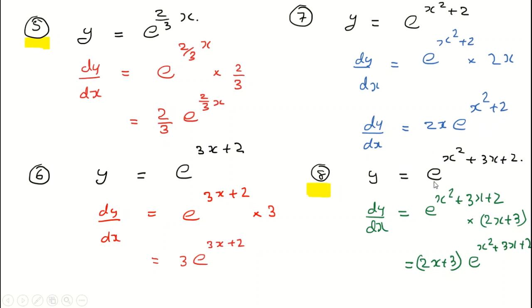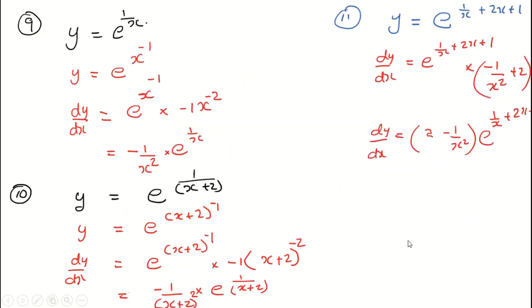y equals e to the power x squared plus 3x plus 2. dy over dx is equal to e to the power x squared plus 3x plus 2 into the differentiation of this function, x squared plus 3x plus 2. When you differentiate x squared, it is 2x. When you differentiate 3x, it is 3. When you differentiate 2, it is 0, we don't write it. So 2x plus 3 into e to the power x squared plus 3x plus 2.